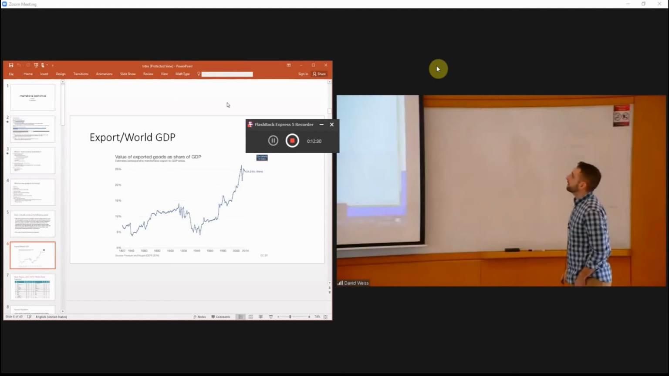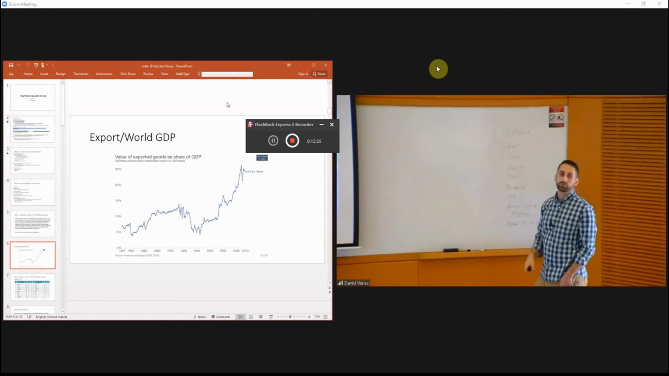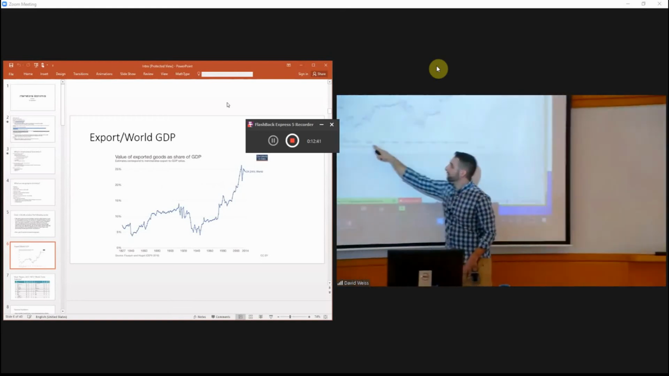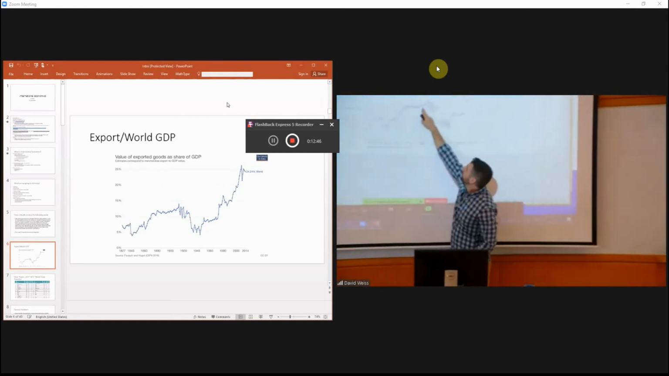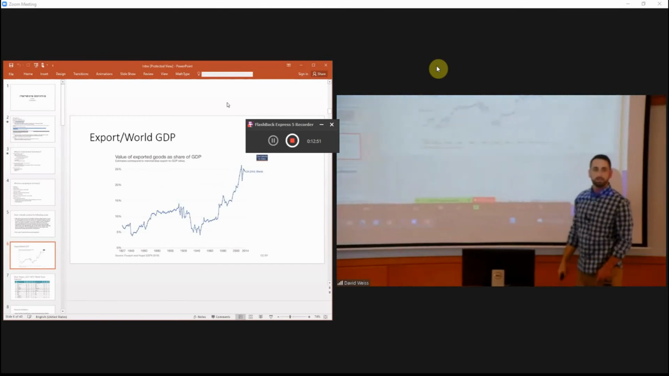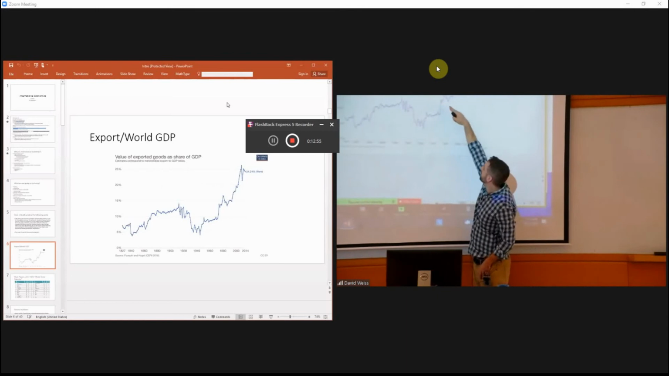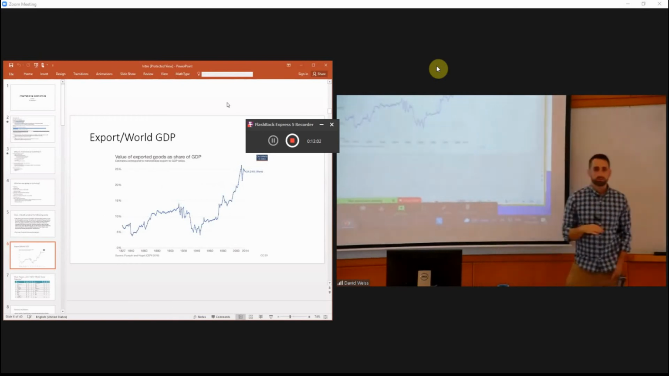A little bit on data. This is exports as a fraction of world GDP. So you can think about this as a measure of how much trade is going on over time. So notice that this was actually pretty high up until World War I. Then it shot down and only got back to its pre-World War I levels in like 1980 or so, and only really surpassed it around 2000 once China joined the WTO.